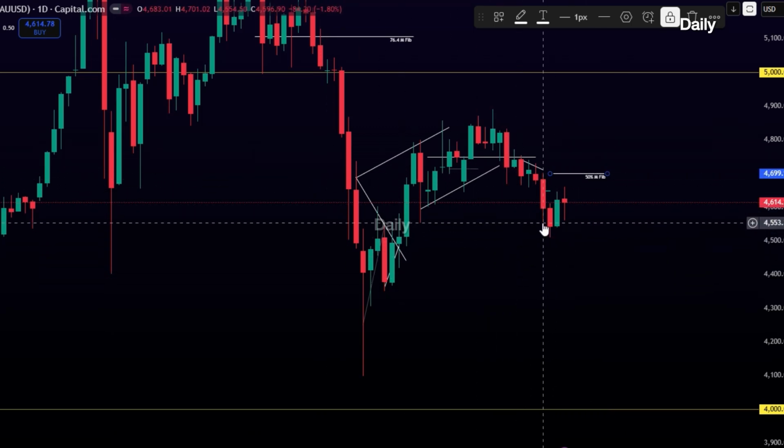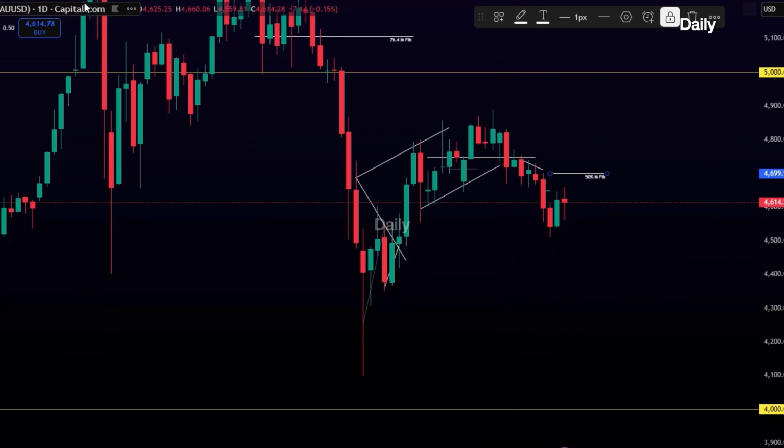Now two things can happen. We have to go to the lower time frame to see things better. Let's go to the 4-hour. There's nothing really much on this daily, even though you can see a heads and shoulders pattern. Let's go to the 4-hour.